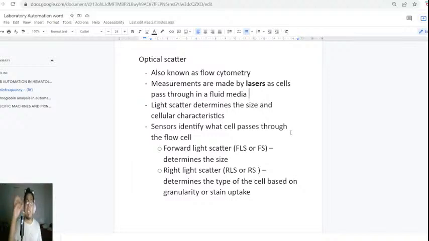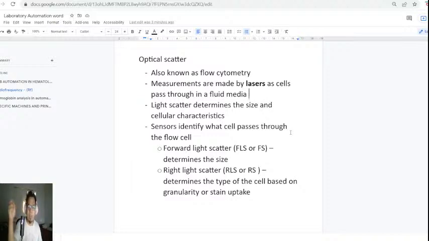So for example, the cell is here, the laser is here, and the cell passes through in front of it, and then it will exit downward. As the cell passes through the flow cell, there is a laser passing through it, and it measures the size. So the scatter goes directly forward. The sensor is in front of the light source, which is your laser. So forward scatter determines the size.